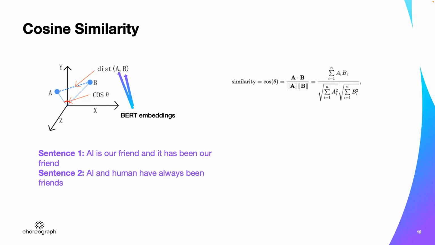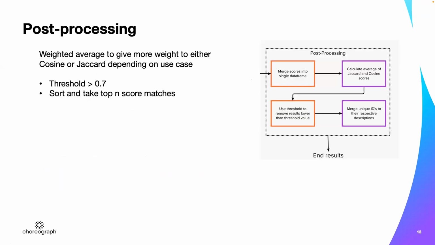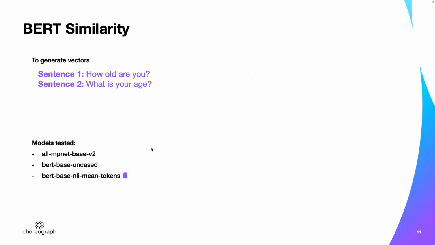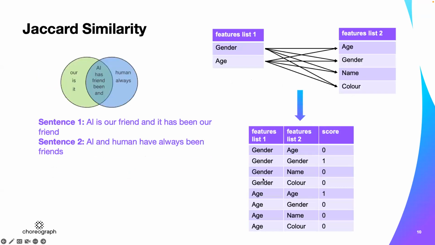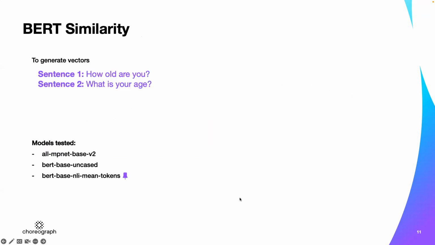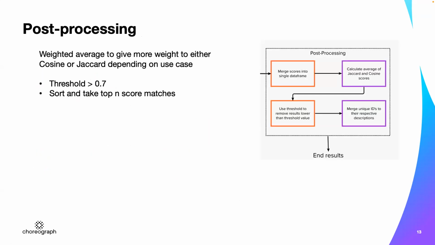And once we have these orientation scores, we end up with a data frame very similar to this one, where you have each single combination between feature list 1 and feature list 2, and then the cosine similarity score in the third column. Now, after doing both of the similarity matches, we end up with two data frames, one that is coming from the Jaccard similarity function and the other one which is coming from the cosine similarity function.